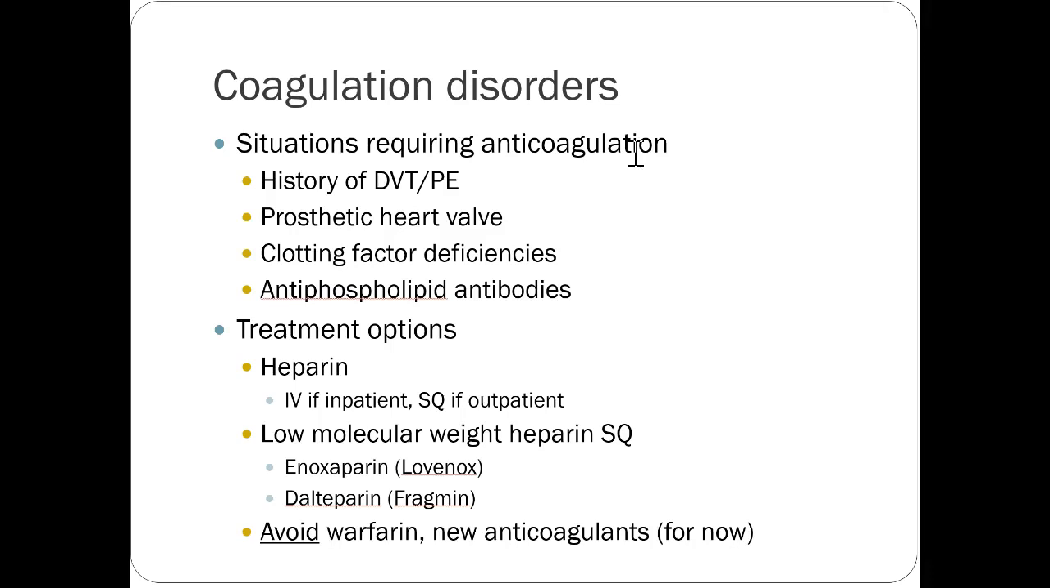All right, coagulation disorders. We talked last week about how being pregnant in general puts you at a higher risk for venous thromboembolism. So a history of DVT, PE is certainly going to put your patient at higher risk. They're probably going to require anticoagulation during their pregnancy. Other risks include a prosthetic heart valve, any clotting factor deficiency, antiphospholipid antibodies, or other odd things that might cause somebody to be at a high predisposition for a DVT, PE.